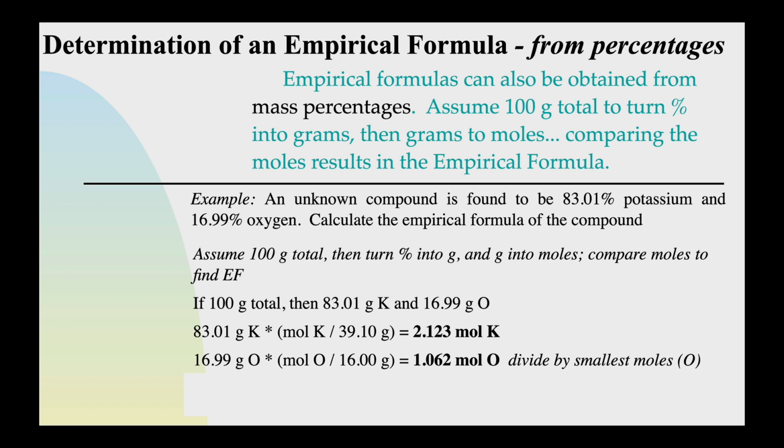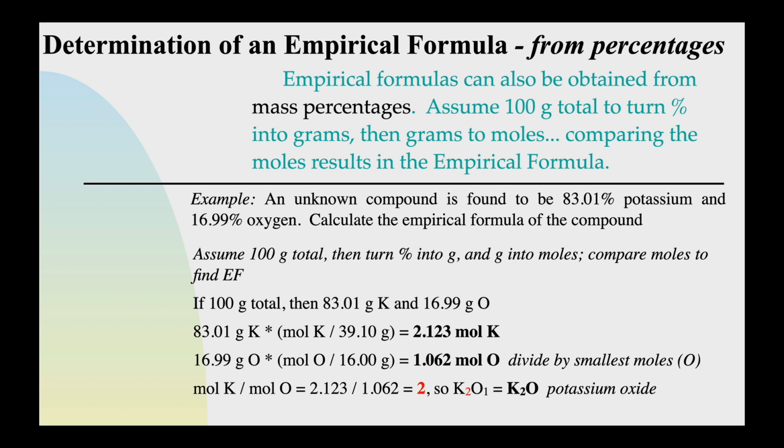You can probably tell that's almost a 2-to-1 ratio, but to make sure, smaller moles on the bottom, bigger moles on the top. So 2.123 divided by 1.062 is what we're going to do. If you do that, that ratio comes out almost exactly to 2. And remember, we did divide 1.062 by 1.062 as well. That gave us the 1. Anyway, in this example, then you've got 2 Ks for every 1 O. K2O, potassium oxide, is the answer.